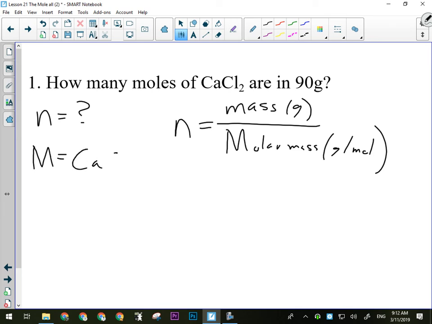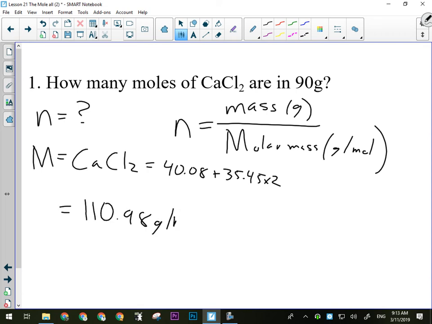Since this stuff is calcium chloride, all I have to do is add all the parts together. So that'll be 40.08 because there's 1 calcium, and there's 2 chlorines, so plus 35.45, that's the molar mass of chlorine, and there's 2 of them. So I multiply that by 2, right? Which tells me that the molar mass of calcium chloride is 110.98 grams per mole. That is, if I have 6.02 times 10 to the 23 molecules of calcium chloride, it'll have a mass of 110.98 grams.